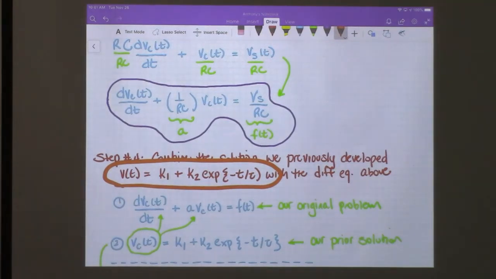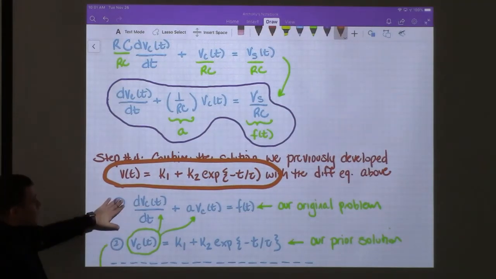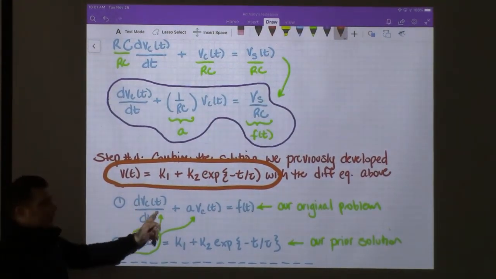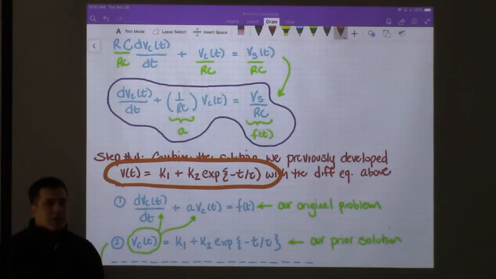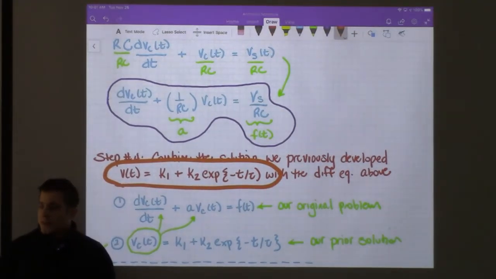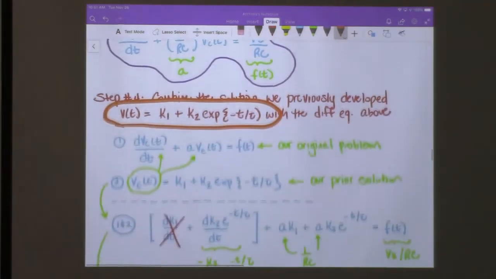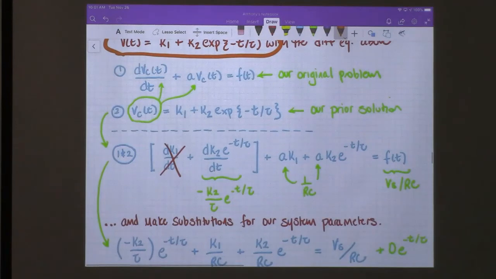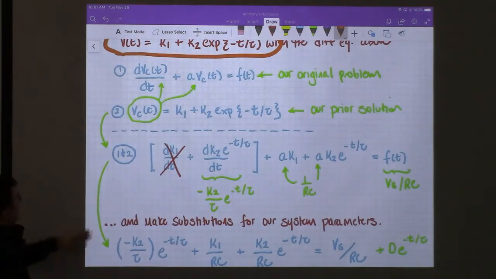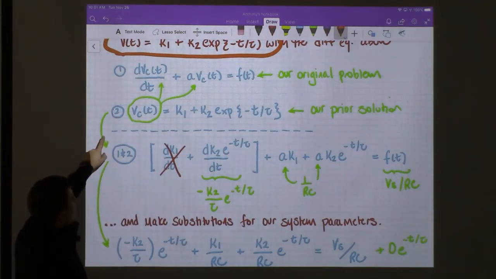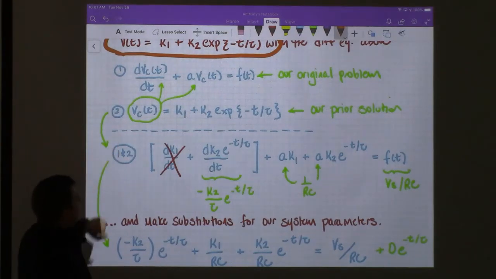In order to do that, we're going to take the original problem and we're going to take our solution and substitute it in. When we do that substitution, it's going to give us some opportunities to solve for K1, K2, and tau. So let's go ahead and do this. Equations 1 and 2 are already equations that we've seen, our original problem and our prior solution, and so now we substitute 2 into 1.